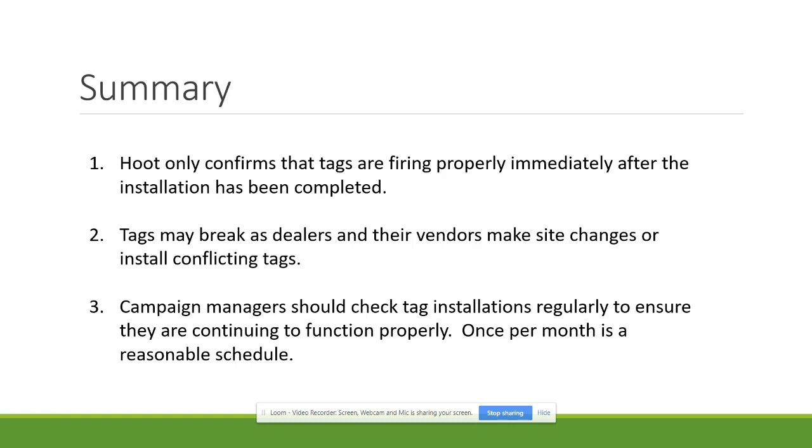And then keep in mind that tags may break over time as changes are made to the website or other vendors are installing conflicting scripts or tags. So for that reason, campaign managers should get in the habit of rechecking these on a regular basis. I suggest probably once a month is sufficient, but again, if you do see any dramatic drop in impression volume from your dynamic display campaigns, that would be an indication to go check those immediately.